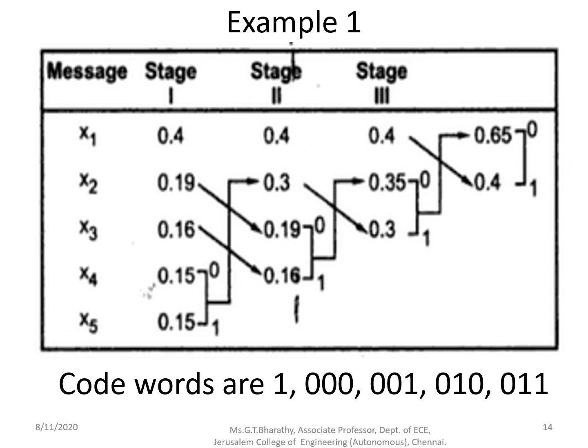So we will see another example here, where we have 5 message symbols represented by x1, x2, x3, x4, x5 with the probabilities 0.4, 0.19, 0.16, 0.15 and 0.15. The first thing is we have to arrange the given probabilities in decreasing order. So it is already arranged in decreasing order, starting from 0.4 to 0.15.